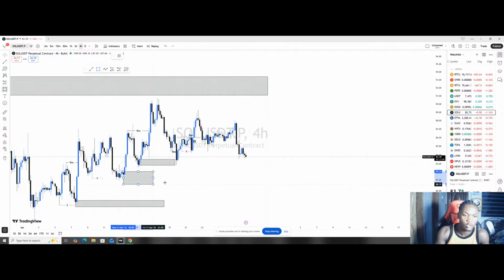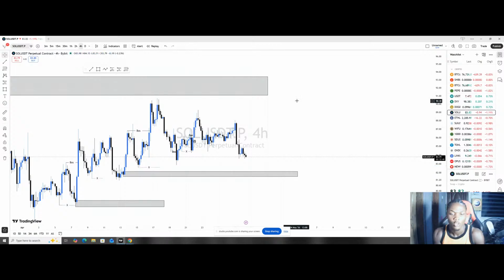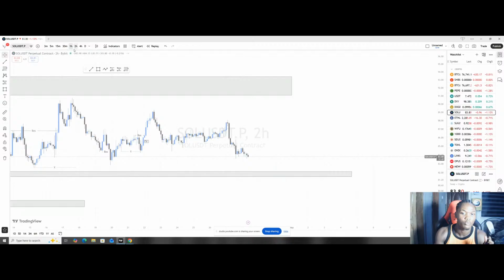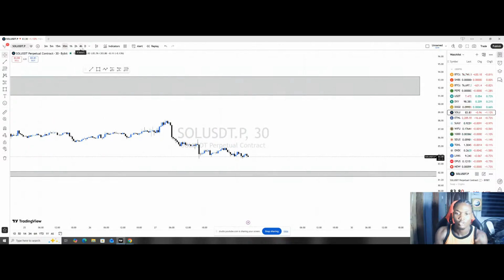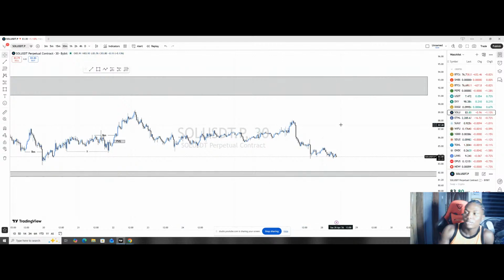So we could see price come down to this level using this as our liquidity. This is going to serve as our liquidity, so this is actually a safe zone to take our buy. But currently we are going to be looking to sell. Let's just wait for price to come down to this level of support I marked out. So let's move to another pair. I don't want us to take too much time on this.